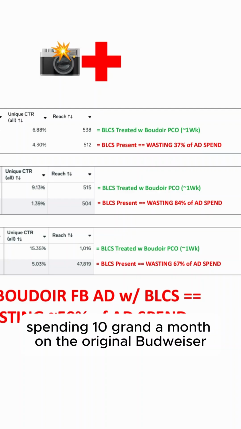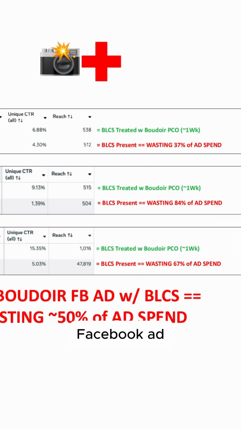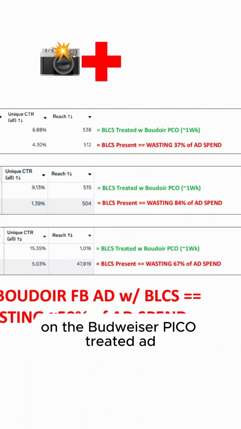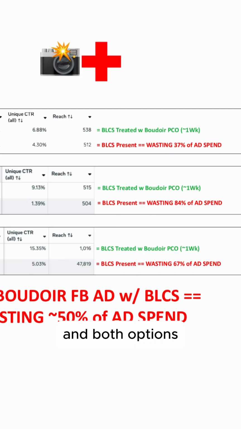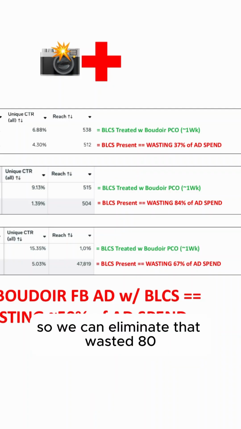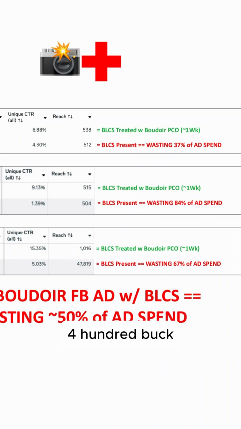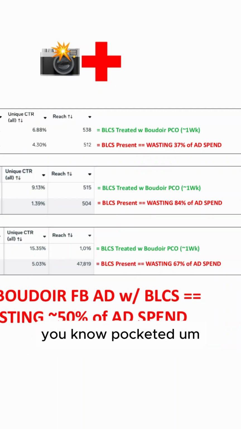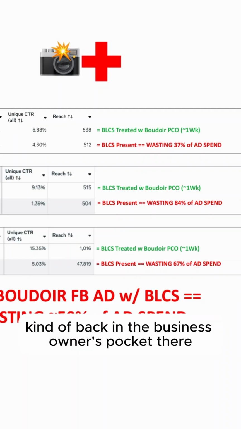So again, if they're spending 10 grand a month on the original Boudoir Facebook ad, now all we have to do is spend 1,600 bucks a month on the Boudoir Pico treated ad, and both options get our ad into the same number of women's brains. So we can eliminate that wasted $8,400 a month in ad spend, pocket that. It's literally like 100 grand pocketed, bonus, back in the business owner's pocket there.